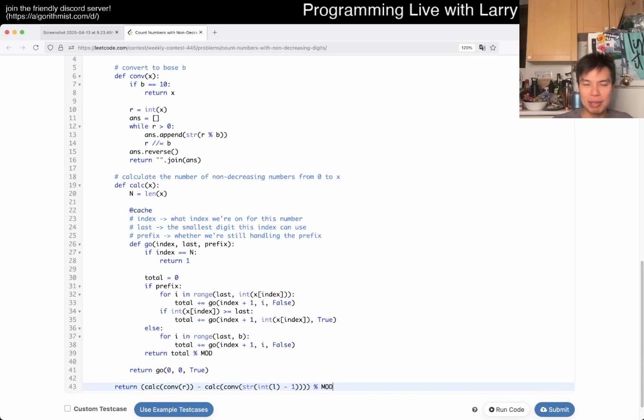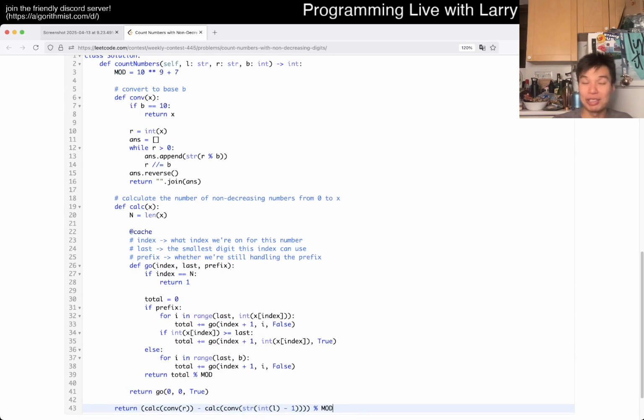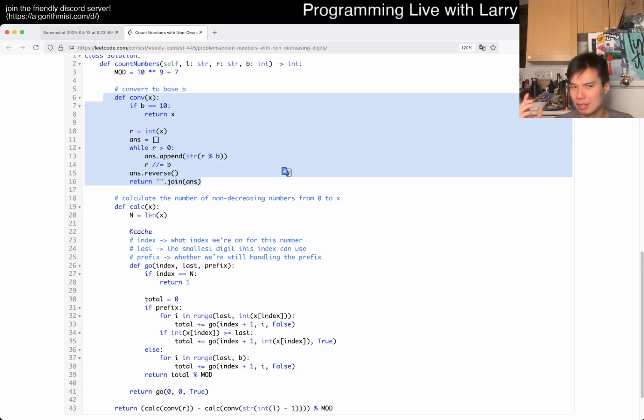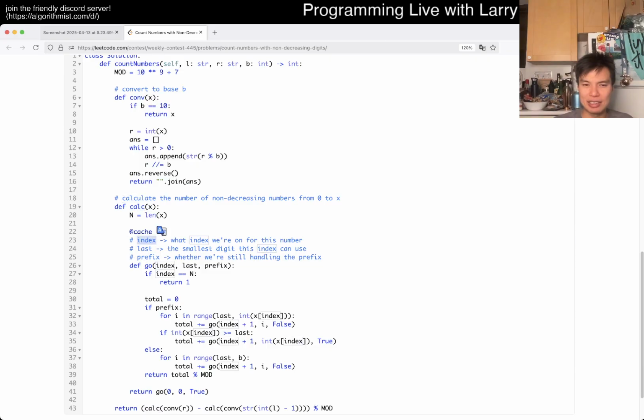Yeah, this is much more straightforward than Q3 if you ask me. But the idea here is that conversion is O of n in the number of digits, roughly speaking, right? So O of n time, O of n space. On the calculate index, it's going to be n. The last has at most b number of digits, so O of b. And prefix is just true or false. So this is going to be n times b times 2, so O of n times b. And that's what I have for this one, and space as well.